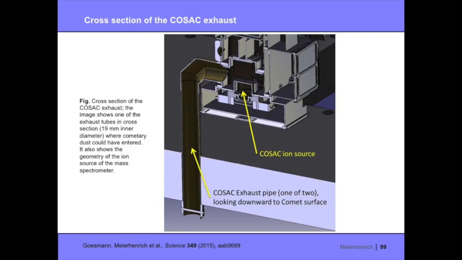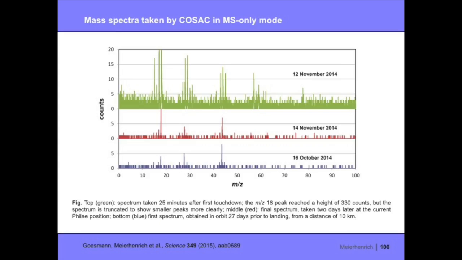Dust grains, volatile molecules, and organic compounds from the cometary nucleus entered this pipe. For the first time in 4.6 billion years, these molecules were heated to temperatures of about 300 degrees Celsius. They entered the gas phase, into the COSAC ion source, where we performed mass spectrometry. So we measured this mass spectrum on 12 November, 20 minutes after landing.